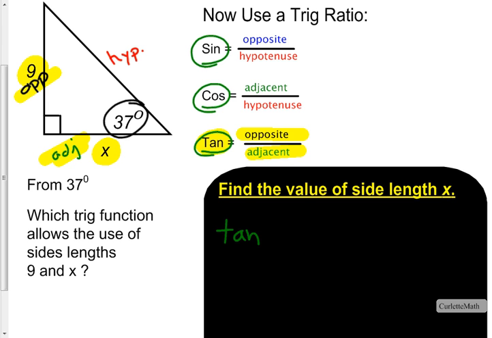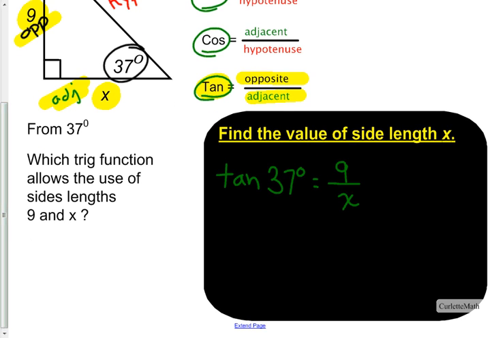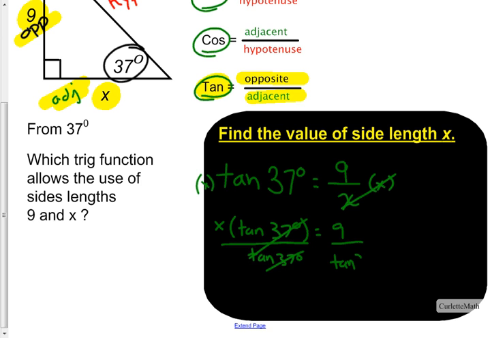So the tan of our angle measure, 37 degrees, is going to equal opposite, which is 9, over adjacent, which is x. Now we just use our order of operations and our algebra skills. To get rid of our x in the denominator, we multiply x on each side. So we have x times the tangent of 37 degrees equals 9. Now the tangent of 37 degrees is just a number, so we divide each side by the tangent of 37 degrees. To solve for x now, we have x equals 9 divided by the tangent of 37 degrees. Now, a big key to remember is that you want to be in degree mode in your calculator.